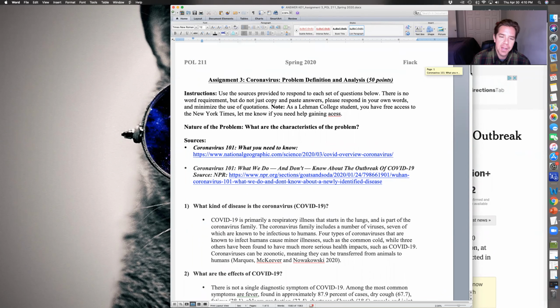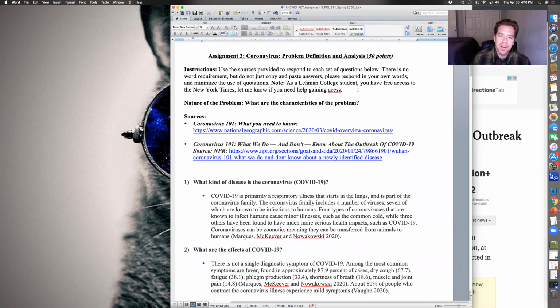So assignment 3 is kind of a problem definition. There's a typo there. Basically, a problem definition is the beginning of policy analysis, where we define a problem. This is a very basic level problem analysis related to COVID, but it's still very much how a basic problem analysis would go for a policy analysis, beginning with thinking about the characteristics of the problem.